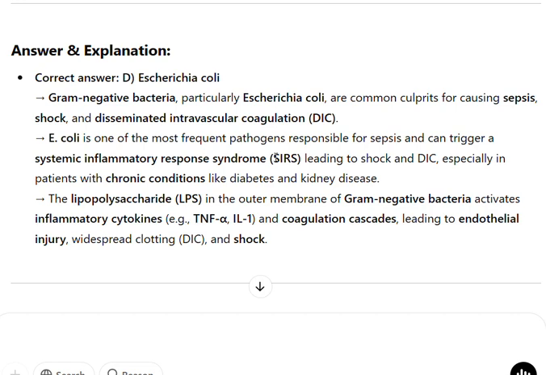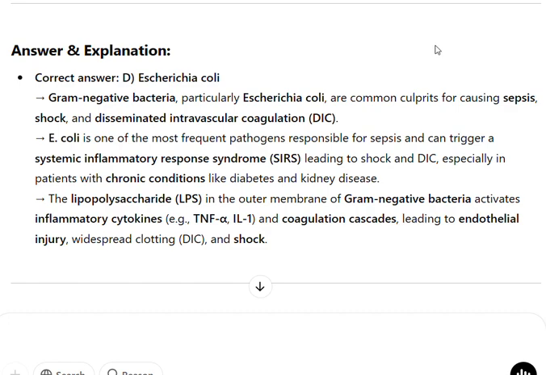E. coli is one of the most frequent pathogens responsible for sepsis and can trigger a systemic inflammatory response syndrome, leading to shock and DIC, especially in patients with chronic conditions like diabetes and kidney disease. The lipopolysaccharide, LPS, in the outer membrane of gram-negative bacteria activates inflammatory cytokines, e.g. TNF-α, IL-1, and coagulation cascades, leading to endothelial injury, widespread clotting, DIC, and shock.